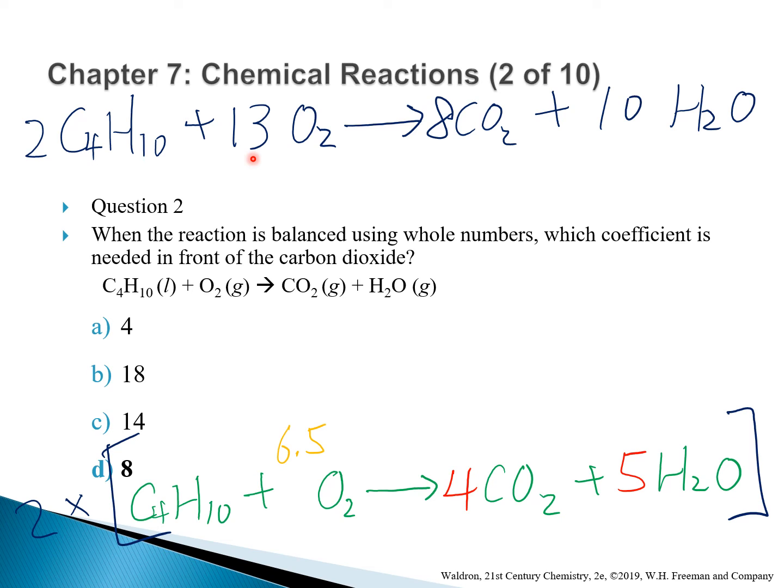Now let's look at the oxygen. 13 times 2, that's 26 oxygen atoms on the left. And on the right hand side, we have 2 times 8, that's 16, and then this is 10 oxygen, that's 26. So they're equal. So the entire equation is considered balanced. To answer the question, you look at the coefficient in front of carbon dioxide on the right. So the answer is 8, carbon dioxide.